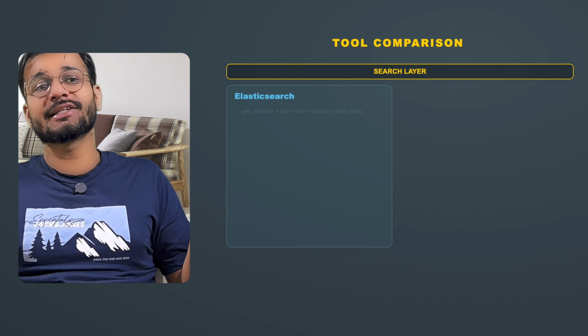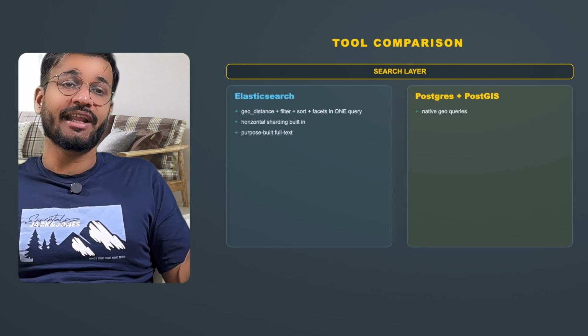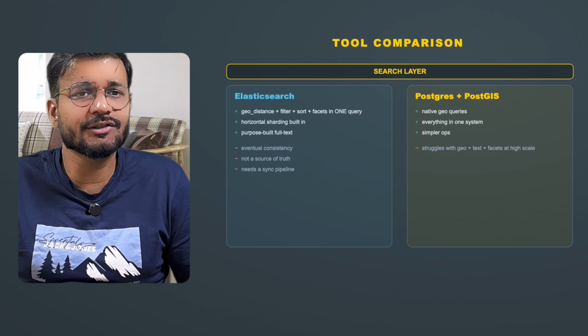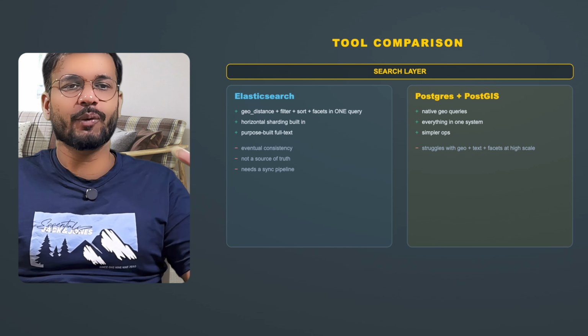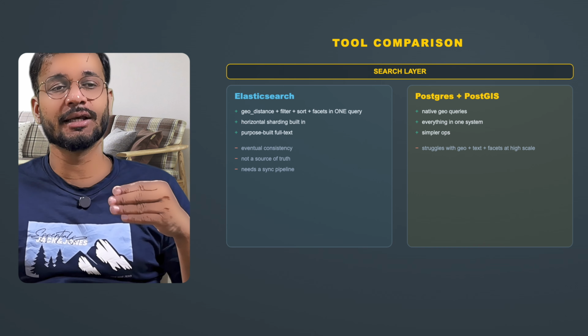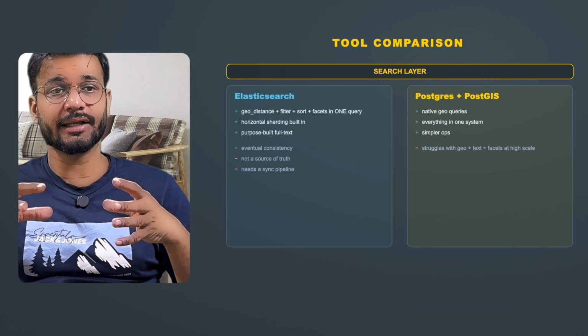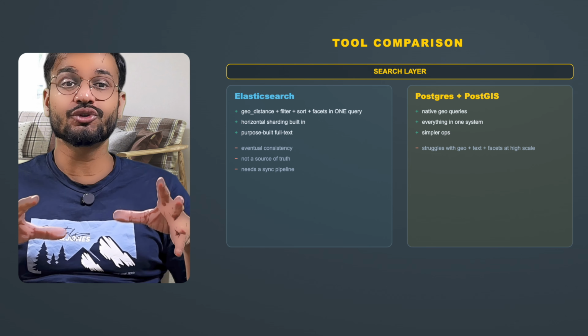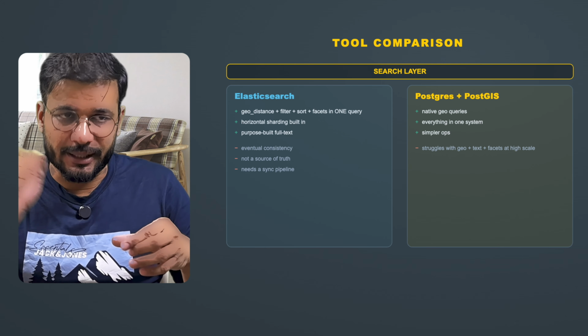Now, here's a comparison between Elasticsearch and Postgres full text for search. Elasticsearch is used for full text and geo search. It handles complex queries like geodistance, filter, sort, facets in a single query. The horizontal sharding is built in. The downside is eventual consistency. Not a source of truth, it requires the sync pipeline.